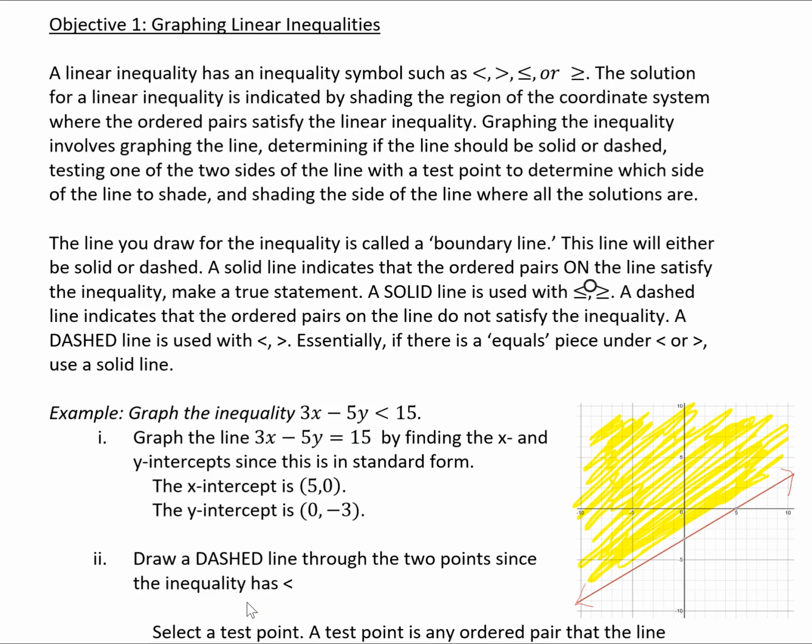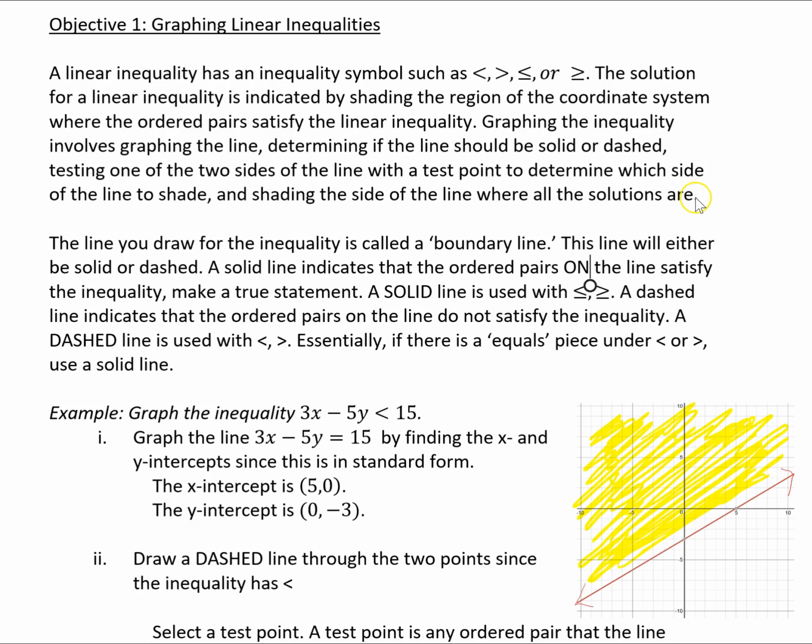Graphing linear inequalities. A linear inequality has an inequality symbol such as less than, greater than, less than or equal to, or greater than or equal to. The solution for a linear inequality is indicated by shading the region of the coordinate system where the ordered pairs satisfy or make true the linear inequality. Graphing the inequality involves graphing the line, determining if the line should be solid or dashed, testing one of the two sides of the line with a test point to determine which side of the line to shade, and shading the side of the line where all the solutions are.